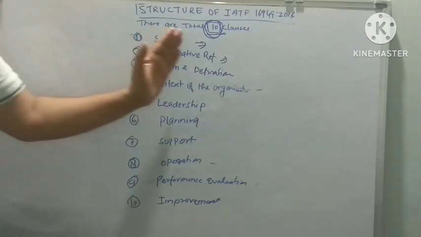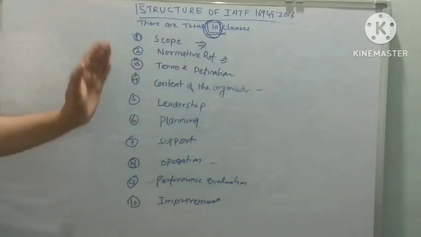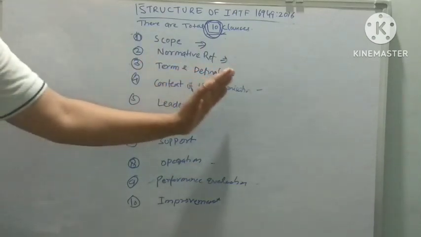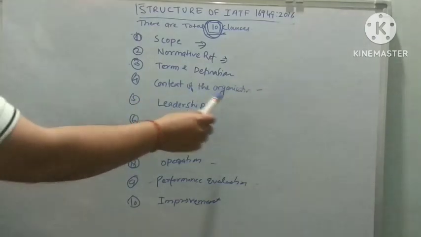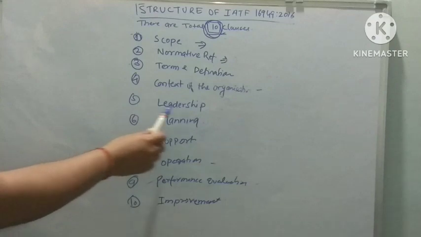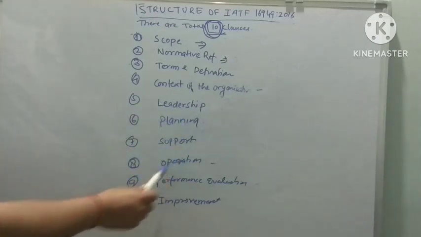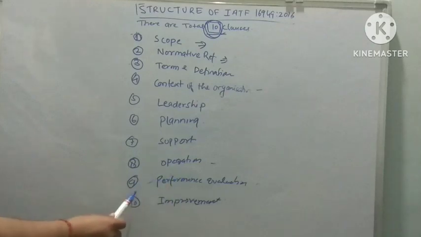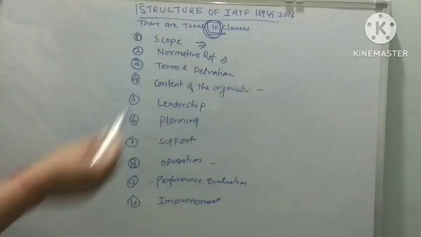First one is scope. Second one is normative reference. Third one is terms and definitions. Fourth one is context of the organization. Fifth one is leadership. Sixth one is planning. Seventh is support. Eighth is operation. Ninth is performance evaluation. Tenth is improvement.